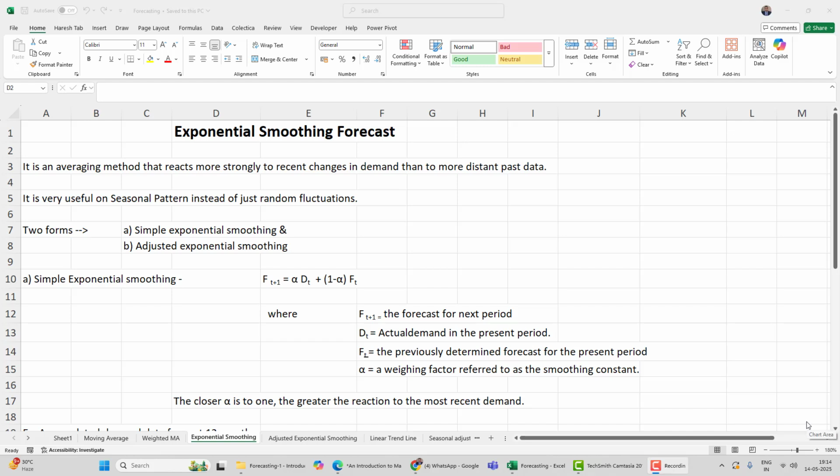Hello students, in this second video in the forecasting series we are going to look at exponential smoothing and adjusted exponential smoothing method for forecasting. So let us start with exponential smoothing.